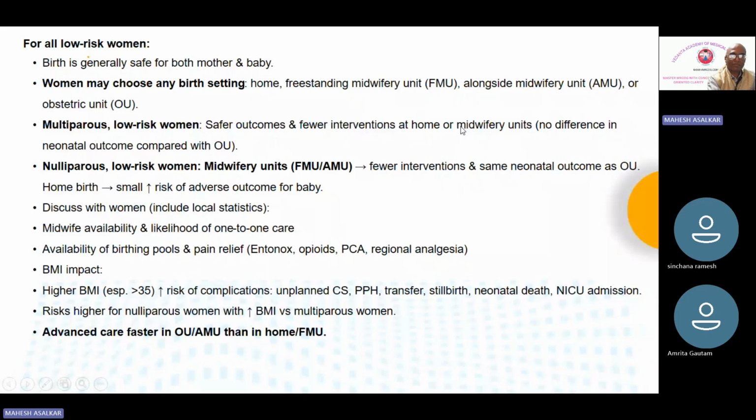So here, neonatal outcome in all three settings was equal to obstetric unit outcome. While here, home birth outcome is adverse. While these two outcomes are the same as home birth.